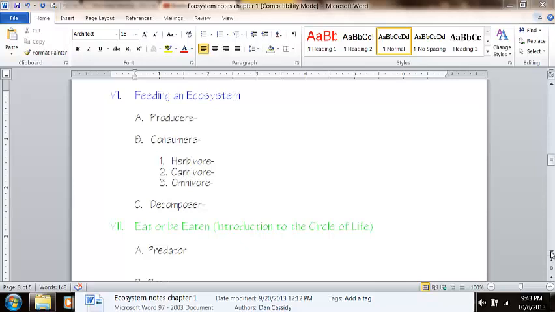Before we start reading, I just wanted to take a look and see what are the things we're going to be taking notes about. You can see that this section of the book is about feeding an ecosystem. We're going to take notes about what are producers and consumers. Consumers can be herbivores, carnivores, or omnivores. And then we're also going to take notes about what decomposers are.